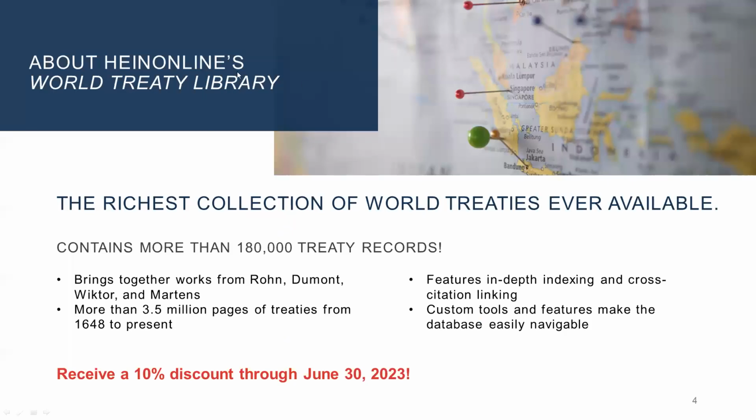All right, about HeinOnline's World Treaty Library. So we like to think of our database as the richest collection of world treaties ever available. We have over 180,000 treaty records available in this database. So HeinOnline's treaty database brings together works from Rohn's, so Rohn's World Treaty Index. This is an index of all worldwide treaties from 1900 through 1980. We took this index and we provide linking to the indexed treaties for the first time ever.